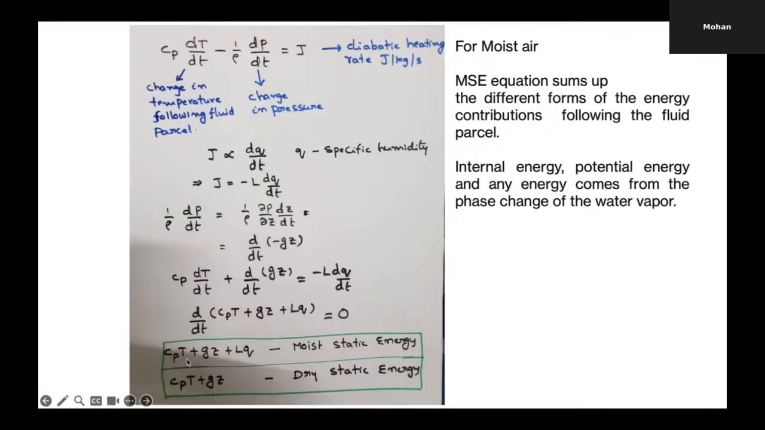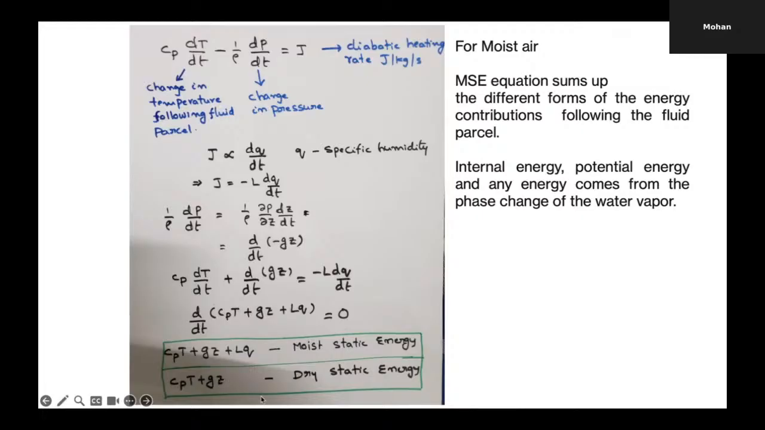One is Cp T plus g z plus L q, which is called moist static energy when you consider the moist atmosphere. The other one, Cp T plus g z, is your dry static energy. If you look closely at these two, dT by dz is nothing but g by Cp, right?